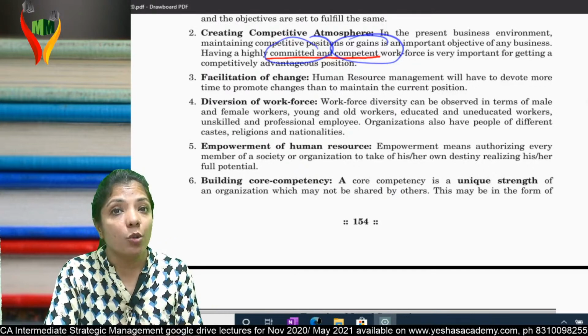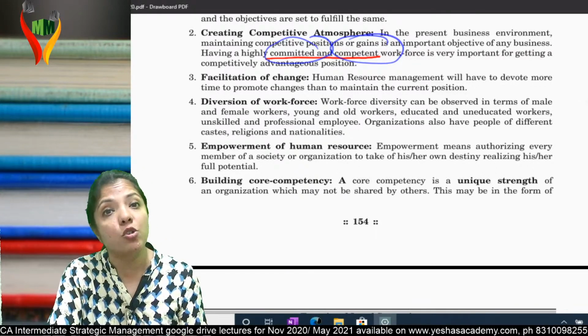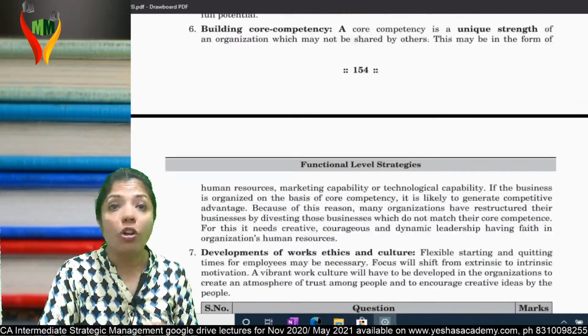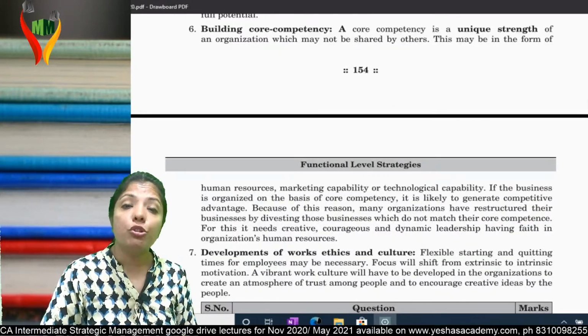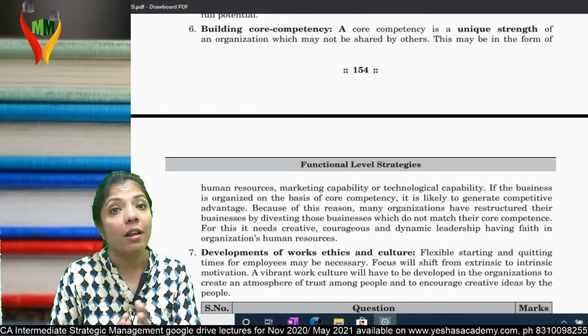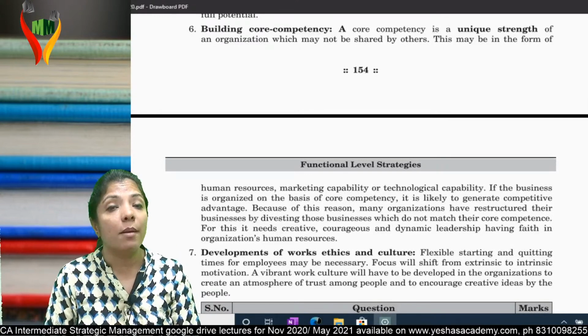So ensure they'll ask you which is your area of expertise so that you are joining that particular department only. Next, building core competency. See, we know one thing. You should do things in which you are good at. Am I clear?